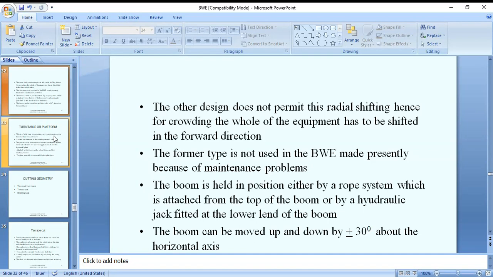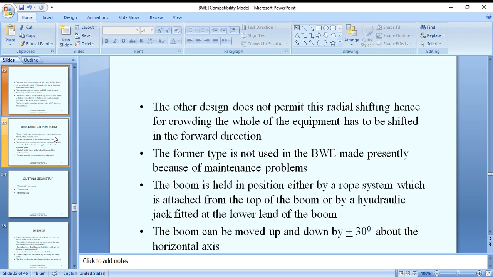The other design does not permit this radial shifting. Hence, for crowding, the whole of the equipment has to be shifted toward the forward direction. The former type is not used in the bucket wheel excavator made presently because of maintenance problems.